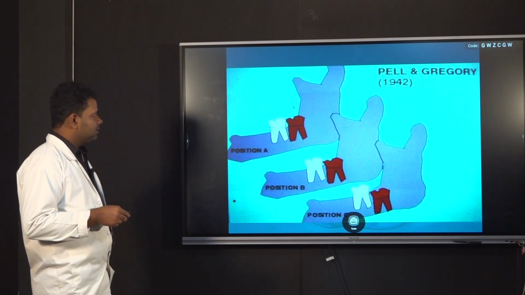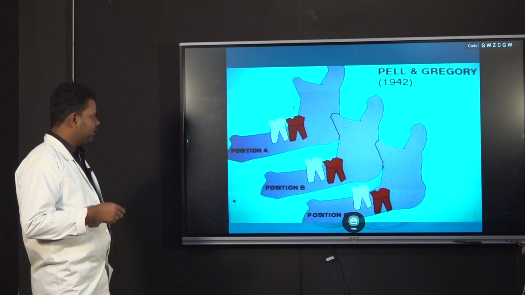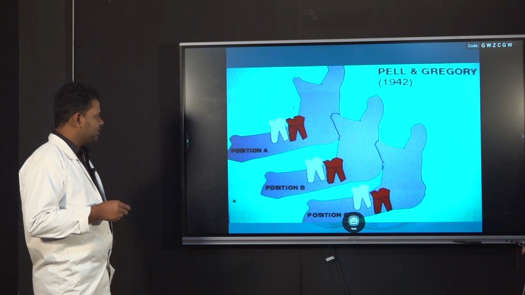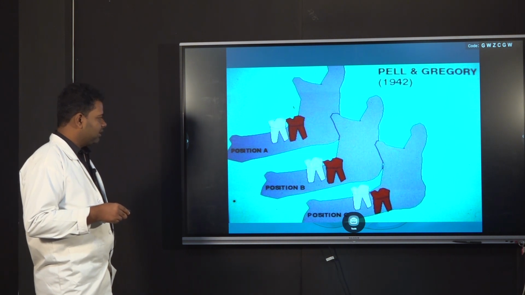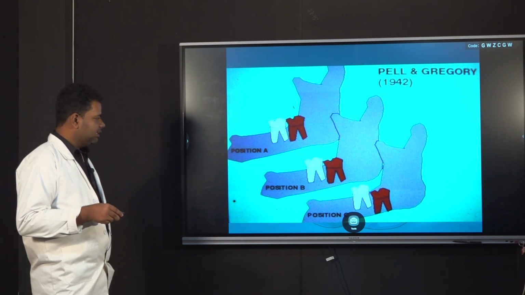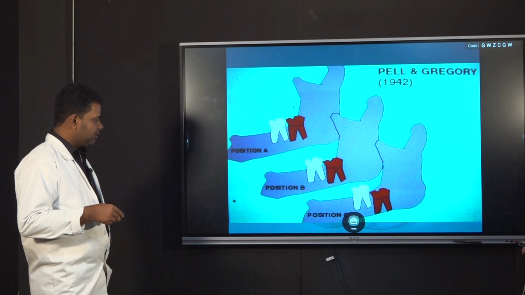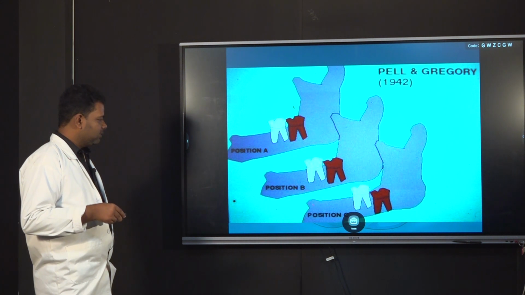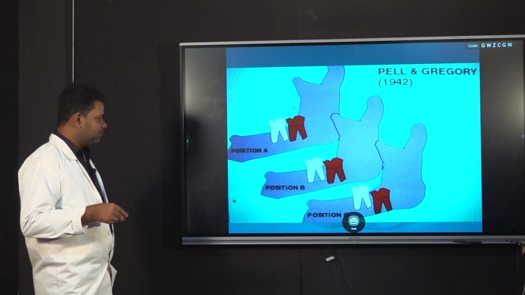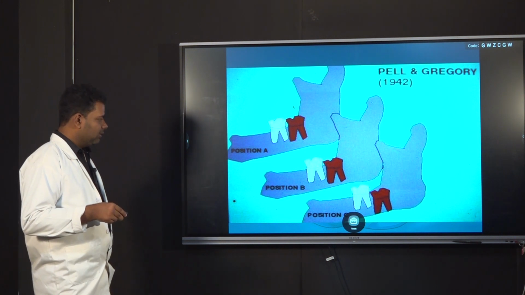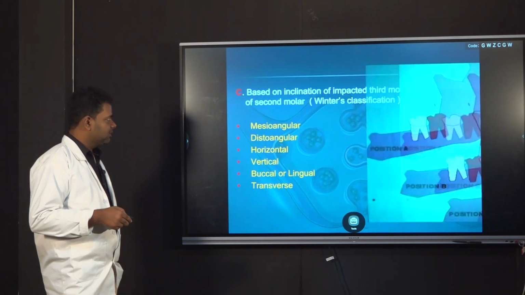And Pell and Gregory also classified the impacted teeth according to position. Here in position A, the third molar is present almost level with the second molar. In position B, it is present below the occlusal level. In position C, it is present below the CEJ, that is the cemento-enamel junction. So according to Pell and Gregory, position B and position C third molars are considered the most difficult to remove, and position C, which is present entirely in the bone and also below the CEJ, is considered the most difficult for the removal of third molars.